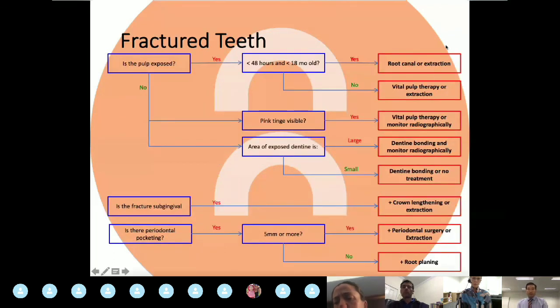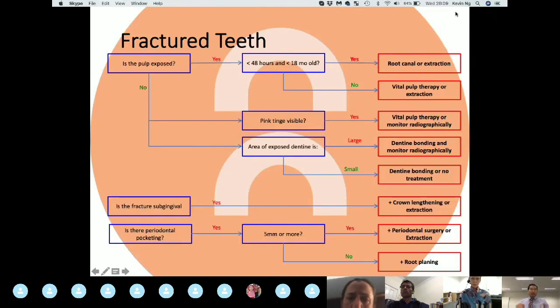So what do we do? I'm just going to move Zoe so that you can see the rest of it. Okay. When you have a fractured tooth, the three questions I'd like you to ask yourselves are, is the pulp exposed? Is the root involved, so is the fracture subgingival? And lastly, is there periodontal pocketing?